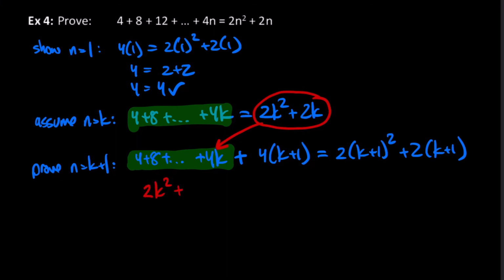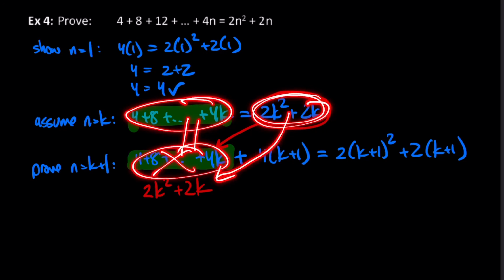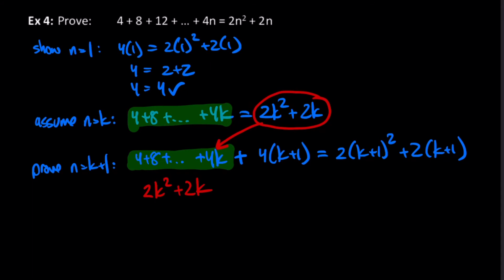2k squared plus 2k, right? Again, the concept is, well, this equals that, and since these two are equal, I'm just going to replace this stuff with 2k squared plus 2k. All right, the rest should be pretty straightforward.